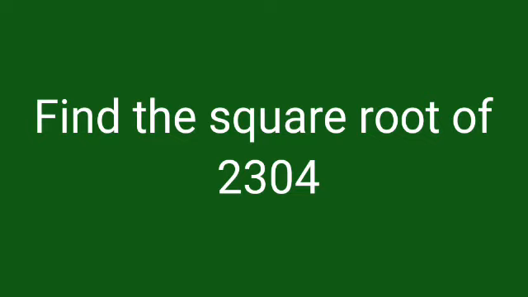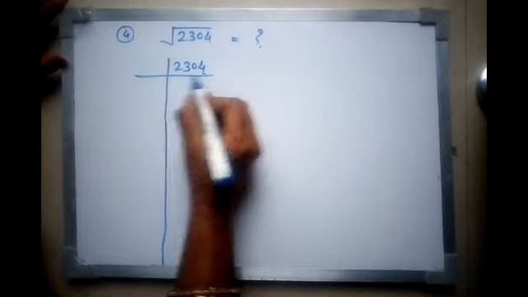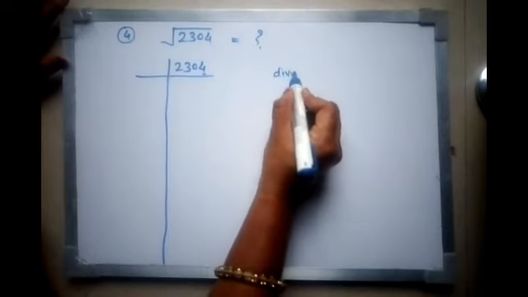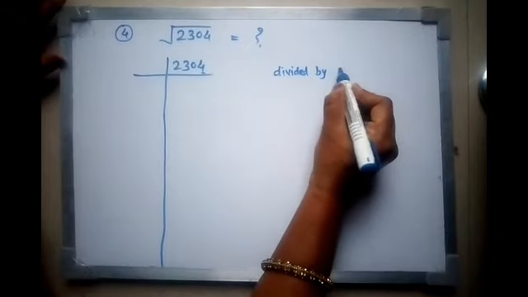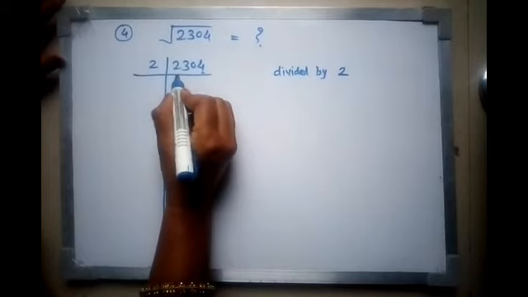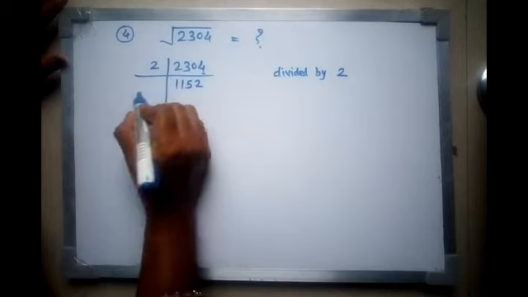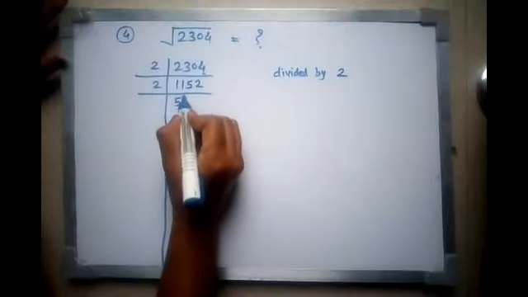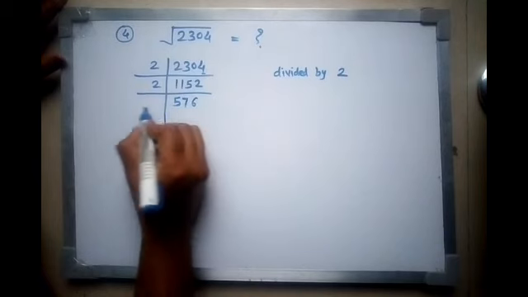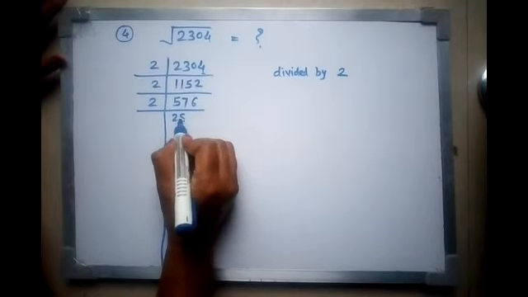Find the square root of 2304. I find factors in the vertical method. This is an even number, so I divide by 2. 2 1s are 2, 2 1s are 2, 2 5s are 10, 2 2s are 4. This is an even number, so divide by 2 again. 2 5s are 10, 2 7s are 14, 2 6s are 12.